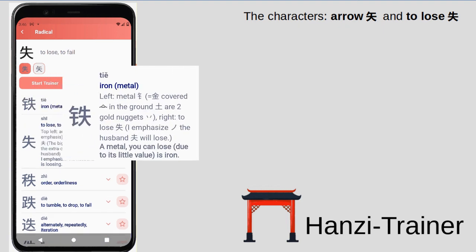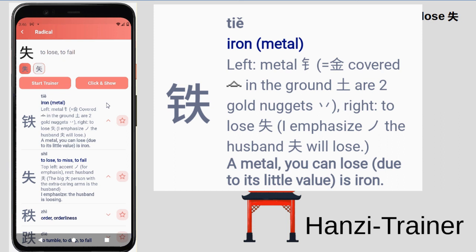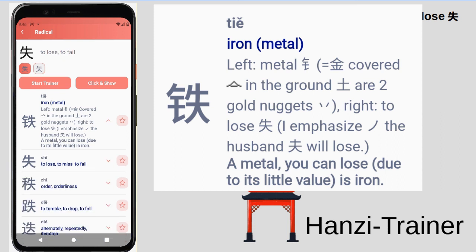The first entry in this list is the character for iron with the pronunciation 铁. It tells me that it is composed by the character for metal and this character for to lose. For the memory phrase, we think that iron is a widespread metal which is at low cost. The memory phrase is: a metal that you can lose due to its little value is iron. Again, a metal that you can lose is iron.